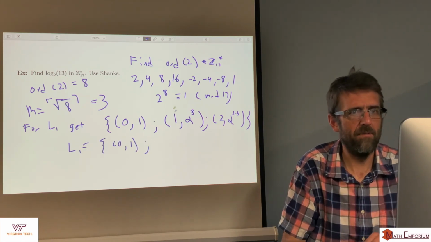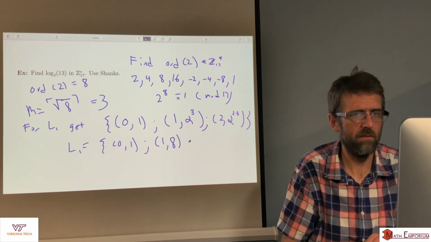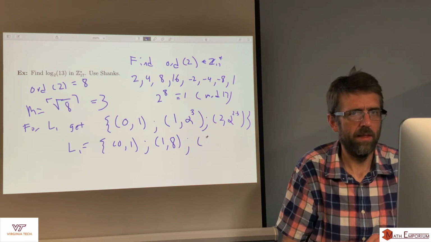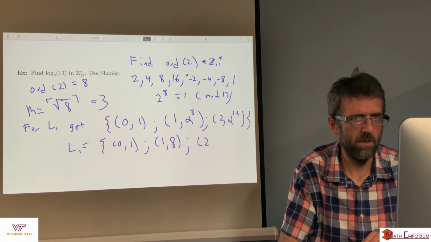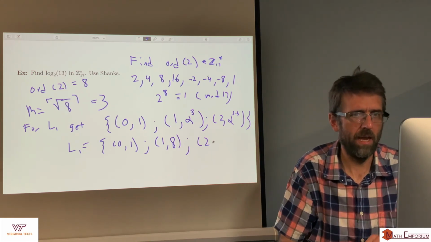Okay, well, we have those already, right? So what was alpha to the 3? It was 8. So I'm going to get 1 comma 8. Okay, and then 2 times alpha to the 6. Okay, so what was alpha to the 6? So 4, 5, 6, -4, aka 13.